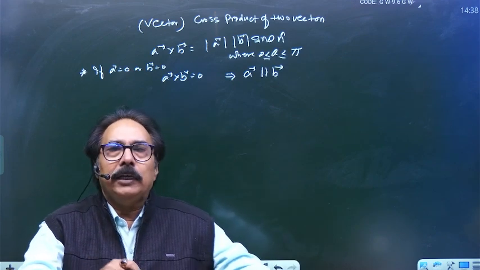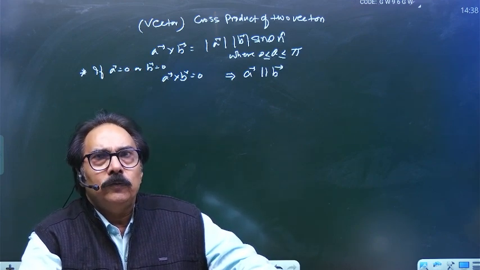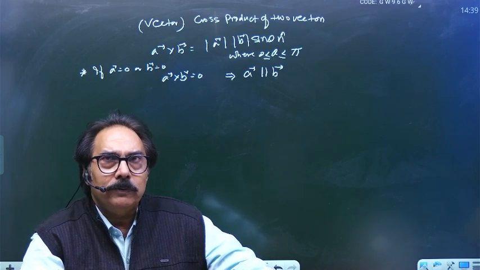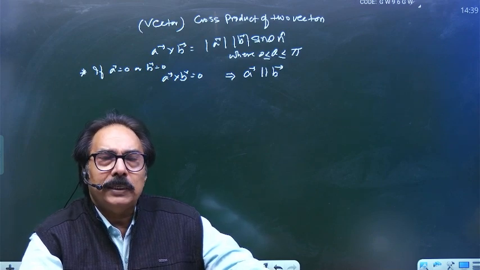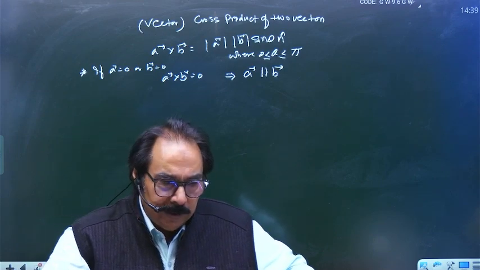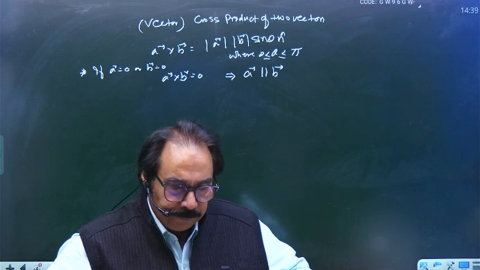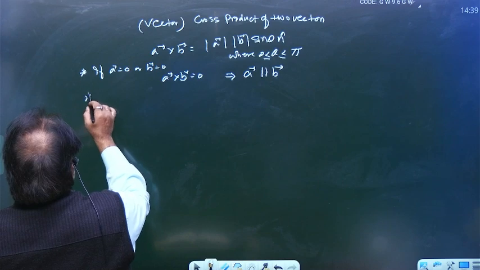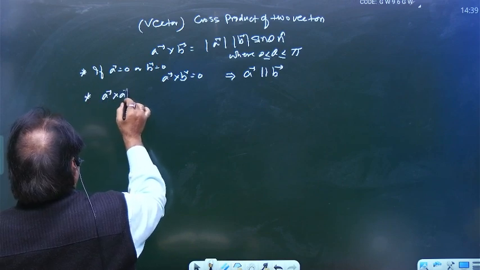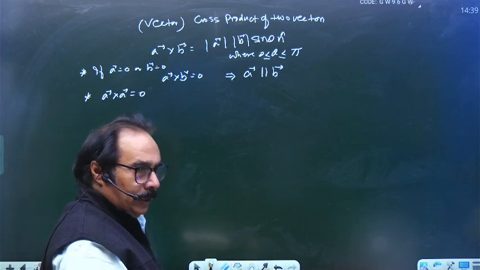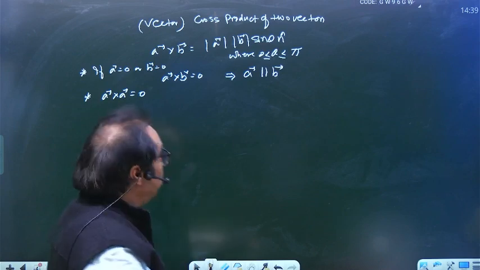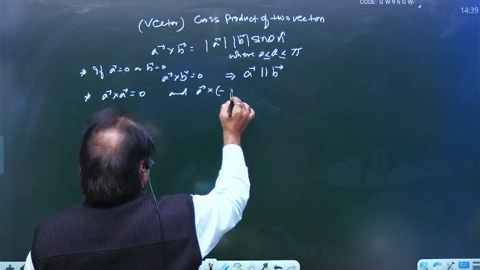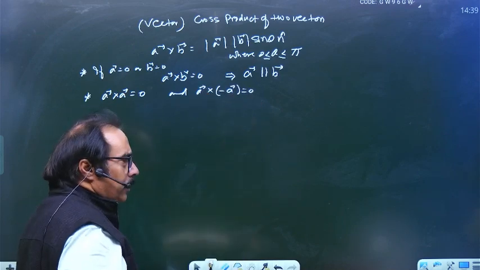Vice versa means if we have to prove that the given two vectors are parallel, then we will find their cross product, and it should be equal to 0. Or if it is given that two vectors are parallel, then the cross product is 0, and then we will simplify. Now in very particular cases, A cross A is equal to 0, and A cross minus A is also 0.